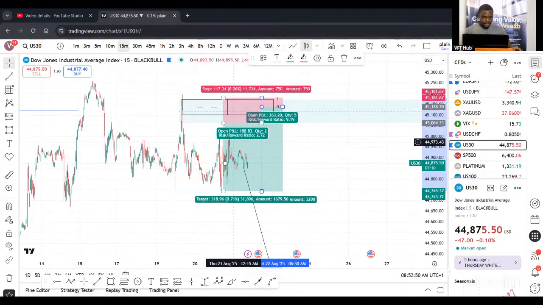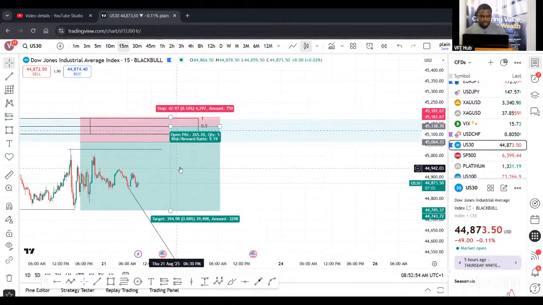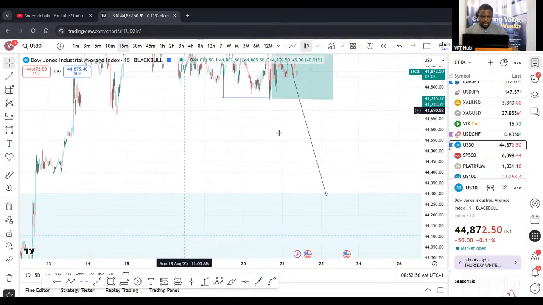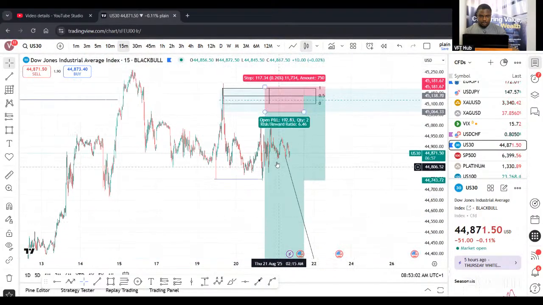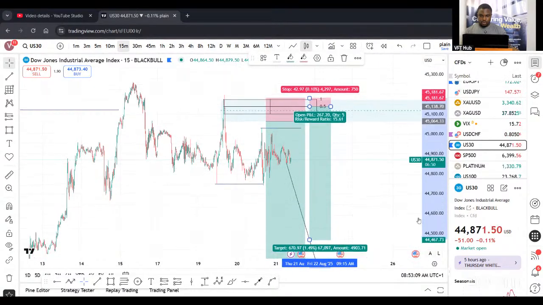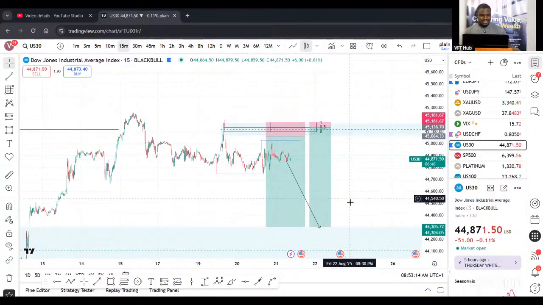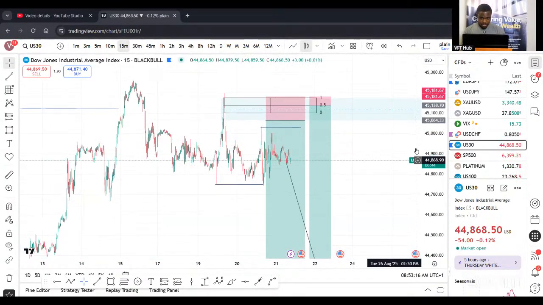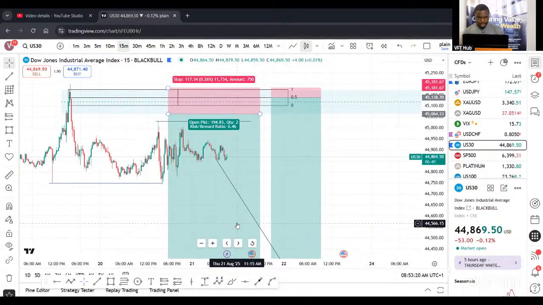1:2.7 RR here potential, and the second refined entry potential 1:9. But then if we want to draw it all the way, we have 1:6 here, and for this, you have a crazy risk to reward ratio. 1:19. That's a lot, right? So this is what I'm looking at this morning.